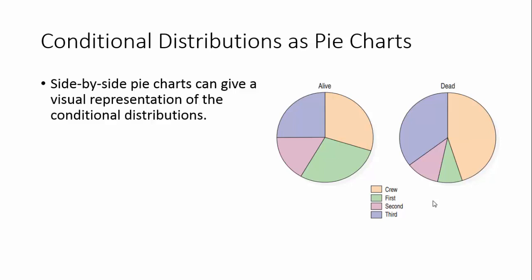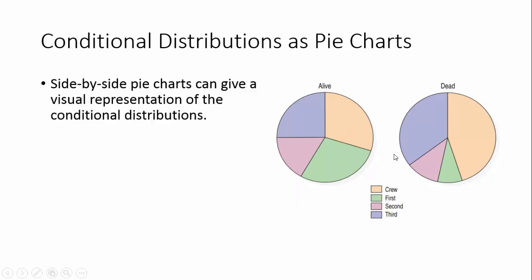To display this, to make a picture of these distributions, I can use pie charts. I'm not a big fan of pie charts, as you know, but we can. These are conditional distributions of those two groups, the alive. So I'm looking at all the passengers that are alive, and it's about a quarter, a quarter, a quarter. Second class is a little less.